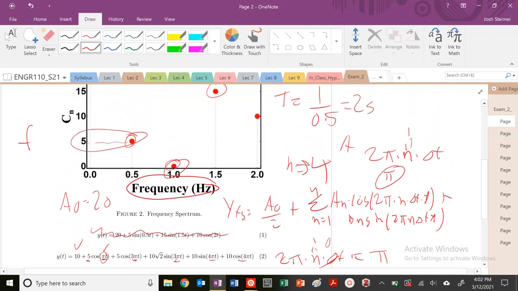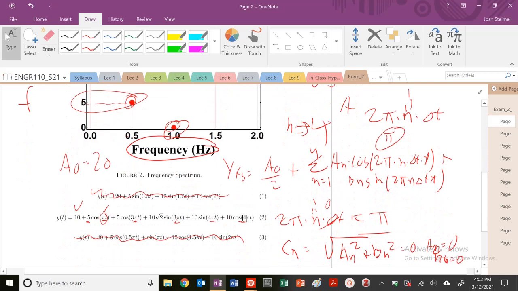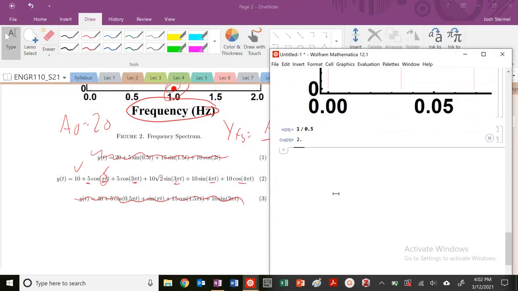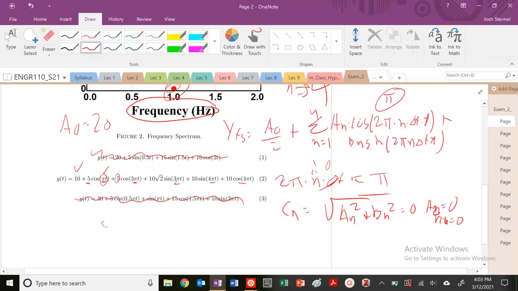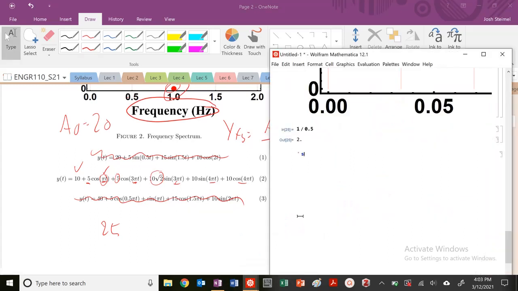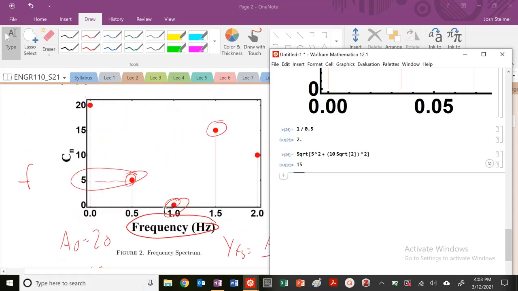So we can even look at that right here. So let's go ahead and kind of break this one down. So do our coefficients kind of match? So our frequencies are fine, but let's look at the magnitude here. So I have a little bit of trouble with that. So here we have 5. So 5 squared is going to be 25. This is going to be 10 divided by 2 squared. So let's look at square root of 5 squared plus 10 times square root of 2 squared. Is that 15? Okay, that's looking good.